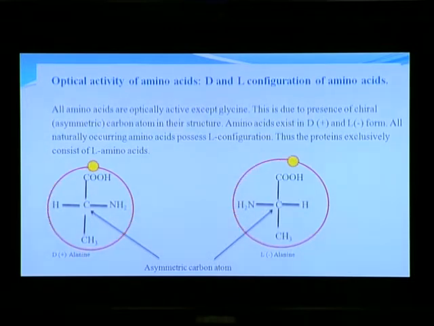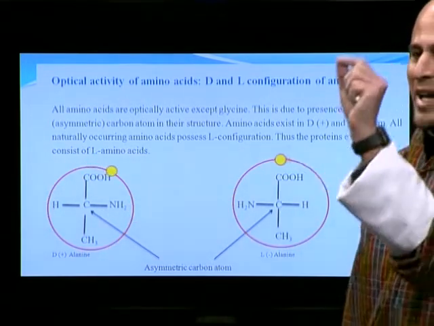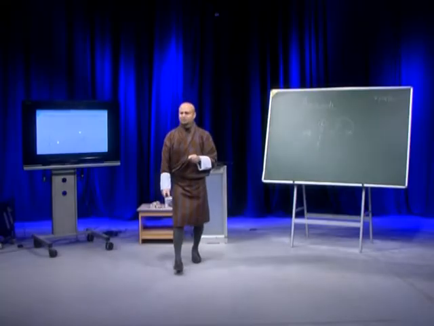So similarly, all amino acids will have two forms, D form and L form. But one thing that we need to know is all naturally occurring amino acids will exist in L form. And that's why proteins are also made up of a combination of a large number of L amino acids.